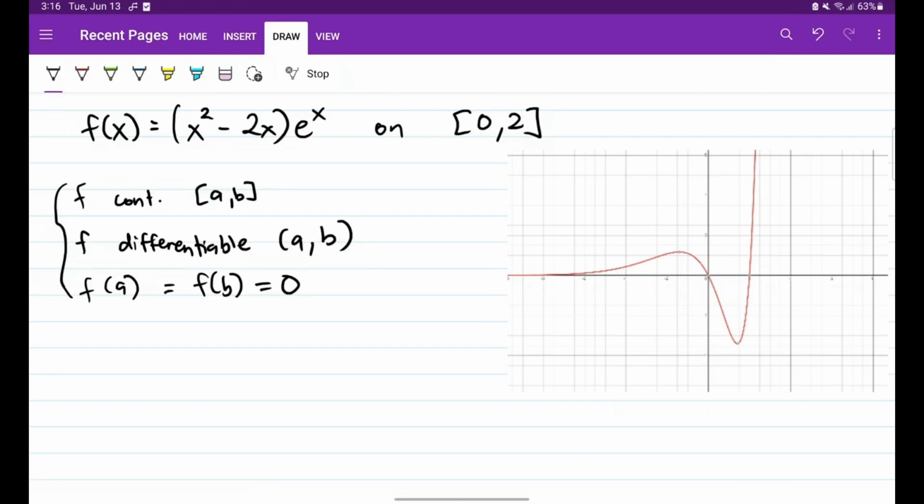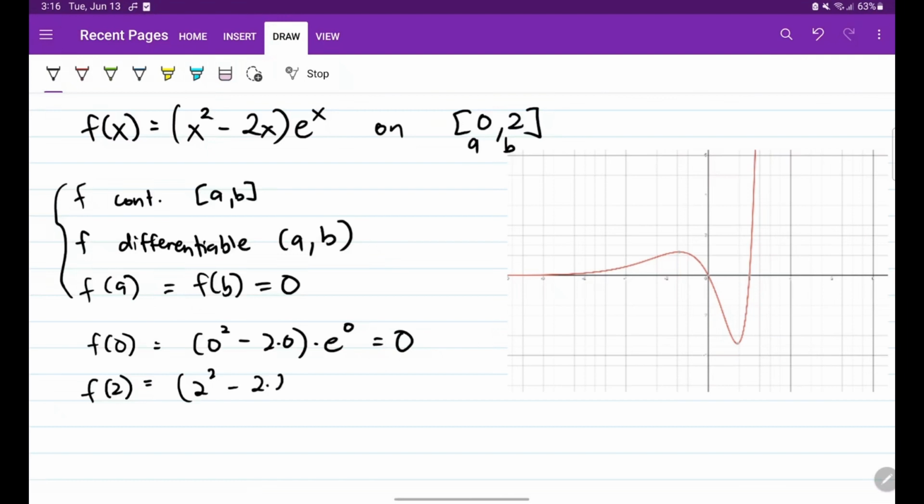So let's do that. Our a would be 0 and our b would be 2. So f of a is f of 0, which is equal to 0 squared minus 2 times 0 times e to the 0, so this is clearly equal to 0. Right? Then f of 2 is equal to 2 squared minus 2 times 2 times e squared. So the parenthesis becomes 0, and this is equal to 0.